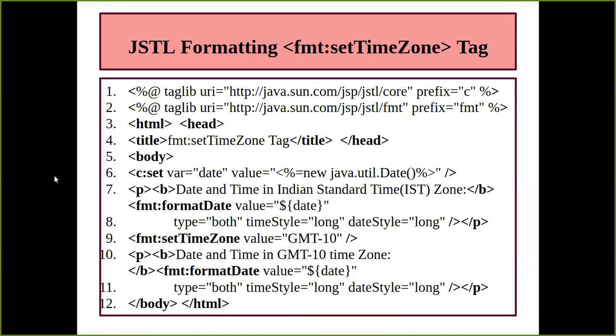Now once I'm calling this variable which is holding a value consisting of the current date and time, I have to decide using one attribute whether I want only time, or only date, or both to be printed. So I can print the time, I can print the date, and I can print both values. What I have written in the type attribute is both, so it is going to print both date and time.